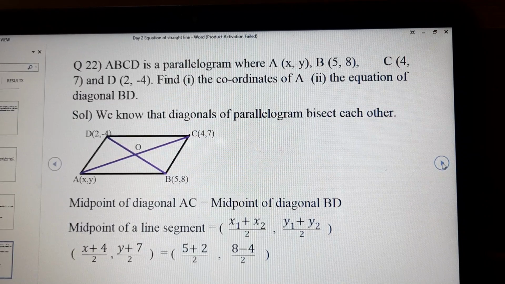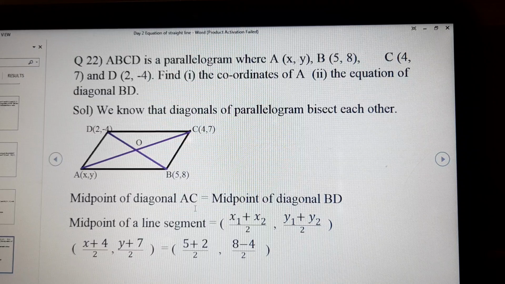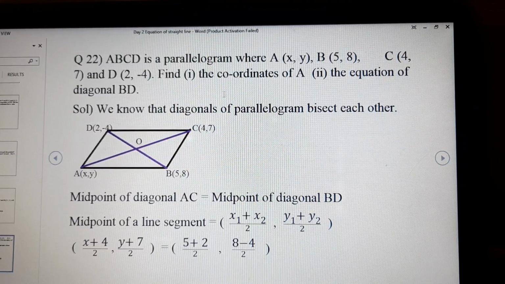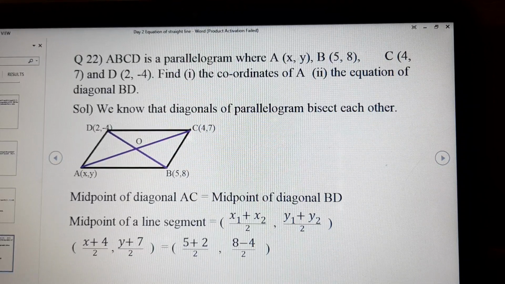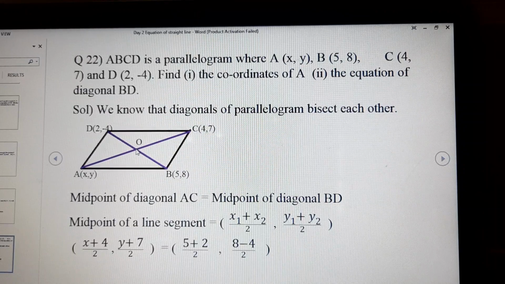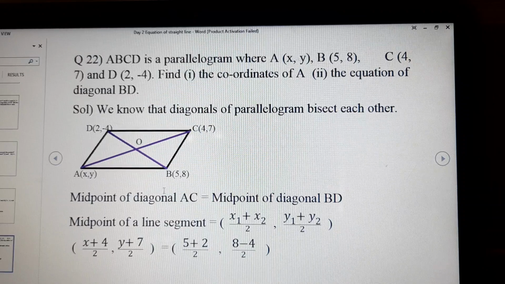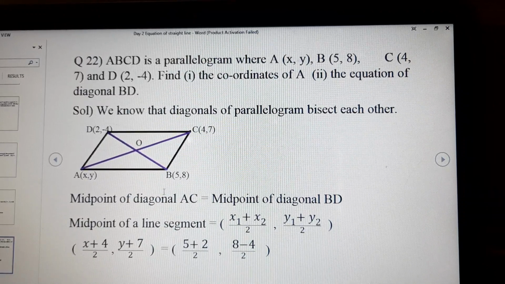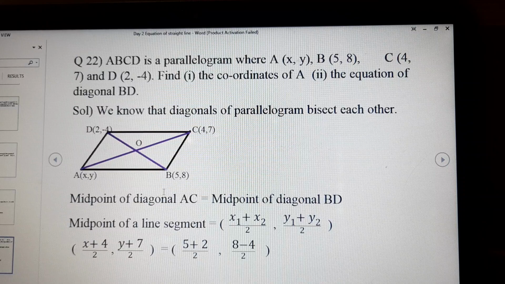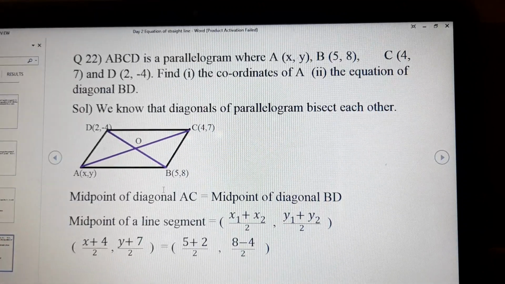See, we know that diagonals of a parallelogram bisect each other. It means the midpoint of AC will be O, and the midpoint of BD will also be O. Clear? Because OA is equal to OC and OB is equal to OD. So we can write that the midpoint of AC will be equal to the midpoint of BD. In the previous chapter, you have studied the formula to calculate the midpoint of a line segment. It is (x1 plus x2) divided by 2, (y1 plus y2) divided by 2.